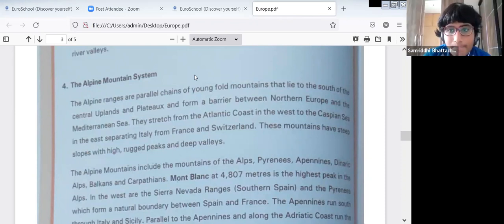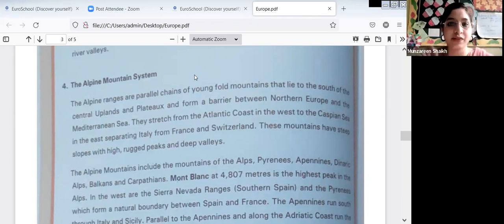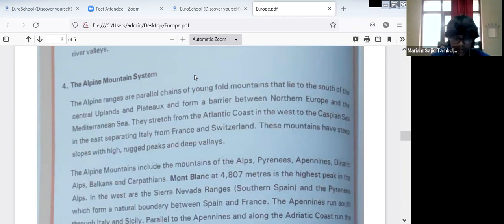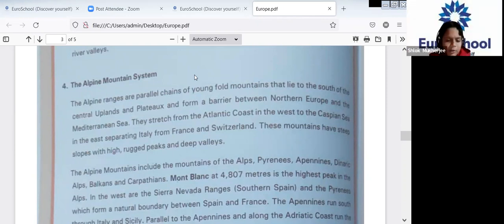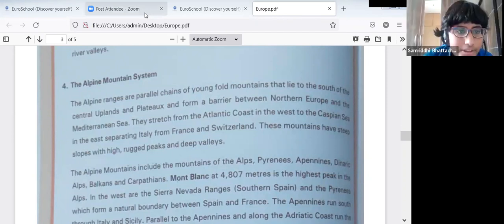Alpine mountain system. Please underline and encircle. The young fold mountains belong to the Alpine ranges that lie to the south of the central uplands and plateaus and form a barrier between northern Europe and the Mediterranean Sea. So these young fold mountains form a barrier. Between whom, children? Between northern Europe and the Mediterranean Sea.